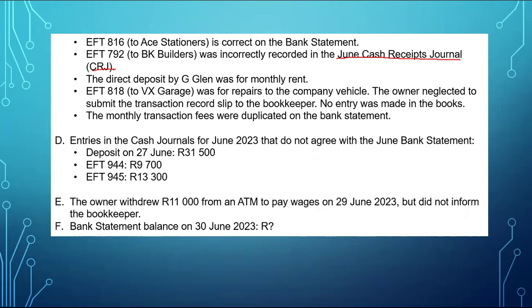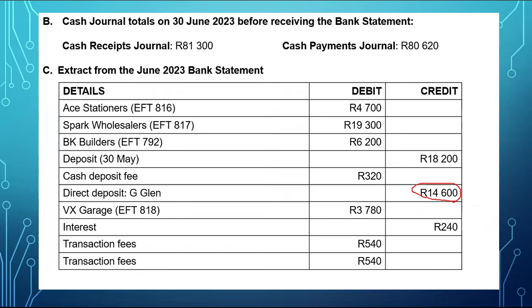EFT 818 to XV Garage was for repairs to the company vehicle. The owner neglected to submit the transaction record slip to the bookkeeper. No entry was made in the books. Okay. Let me see what they're talking about here. It should be on the debit side of the bank statement. Oh, there it is.